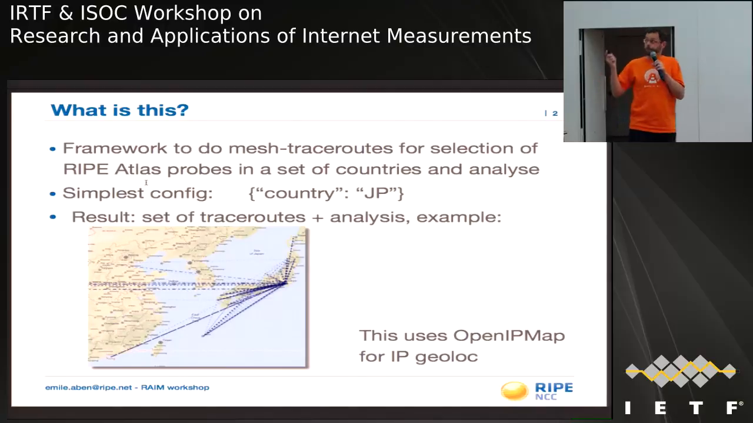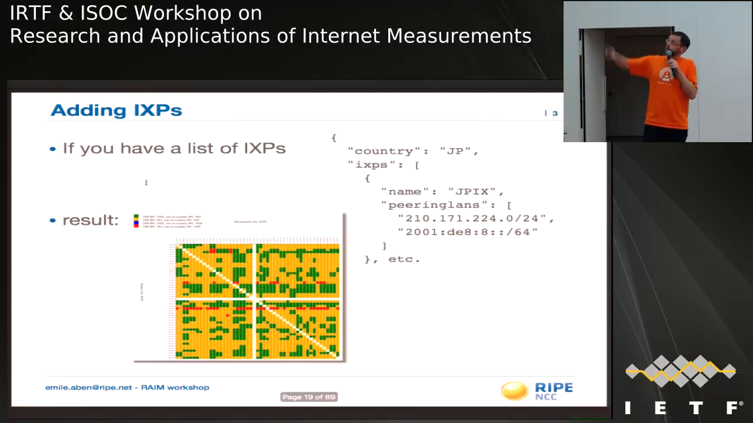within a given country. You can add IXPs in here. You have to add some config on the peering LANs, and you can actually see, for instance, whether we can see a path going out of the country, not going through an IXP, which is red here, or a path going through an IXP that you infer is staying in the country, which is green here, and this is a result for Japan.